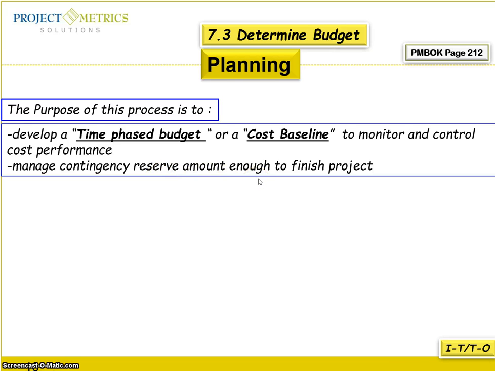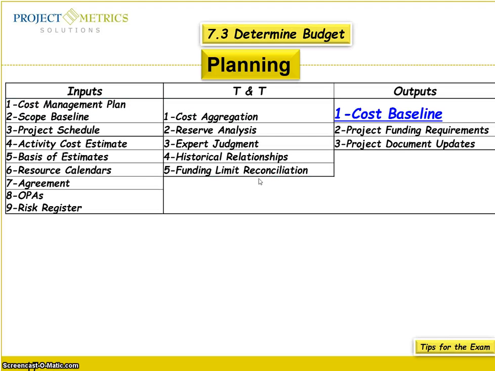Now, what are the tool and technique, and the inputs and the outputs? To determine the budget and to get the cost baseline, you need the cost management plan, the scope baseline, the project schedule, activity cost estimate, basis of estimate, resource calendar, agreements with other company, and organization process assets and risk register.